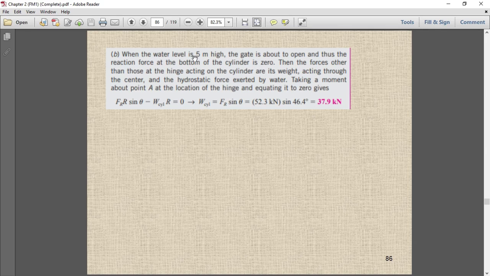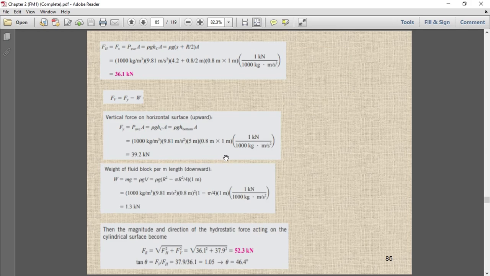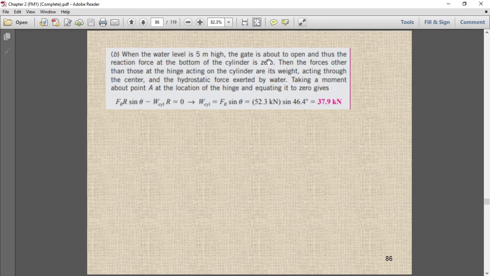So when the water level is 5 meters high, the gate is about to open. That means the reactive force applied by the cylinder is going to be 0. So the net forces acting due to the fluid are equal to this. So the net active and reactive force at this condition will be equal to 0. This is the active force and this is the reactive force by the cylinder. So we have to find out the weight of the cylinder. The weight of the cylinder is going to be Fr sine theta. Both are known. So this is the weight of the cylinder per meter length. This we can find out.